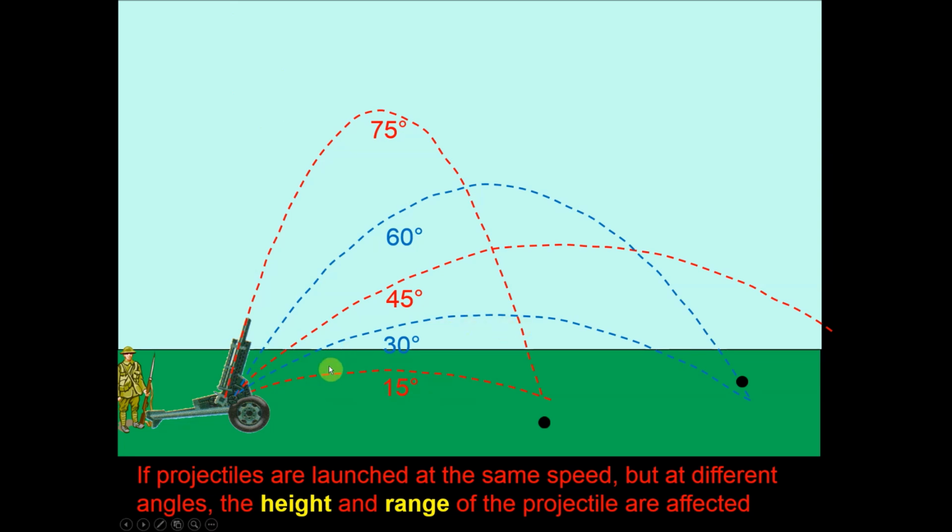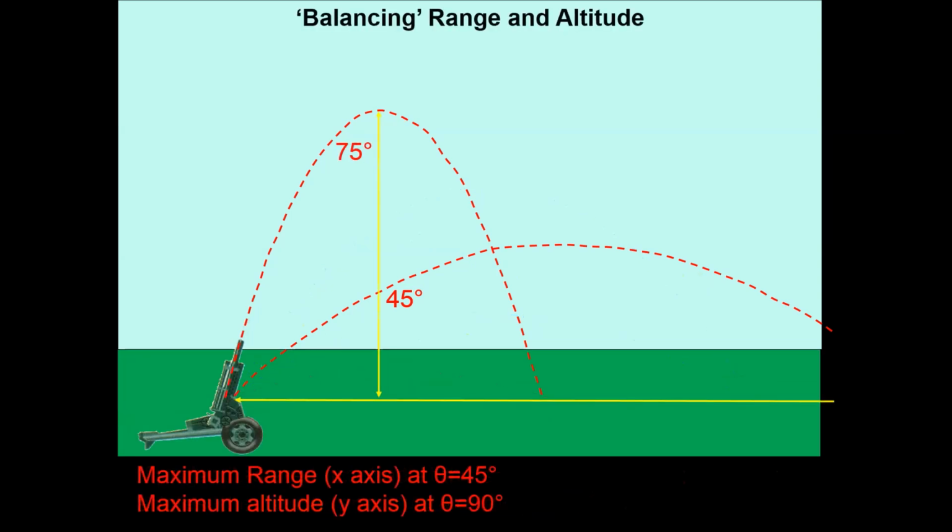So the greatest balance of altitude and range for any particular projectile is always 45 degrees. Looking at our situation, the maximum range in the x-axis we can attain is at 45, and the maximum altitude will be at 90 degrees, which of course in this case would be a little bit unwise.